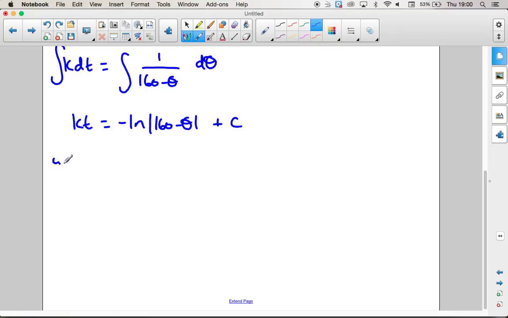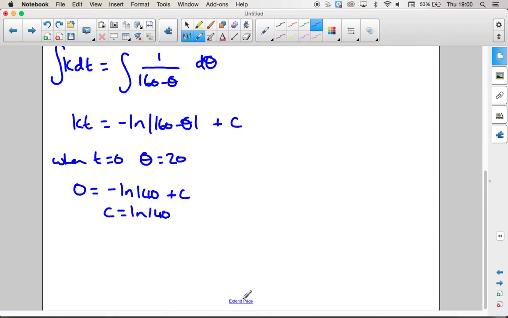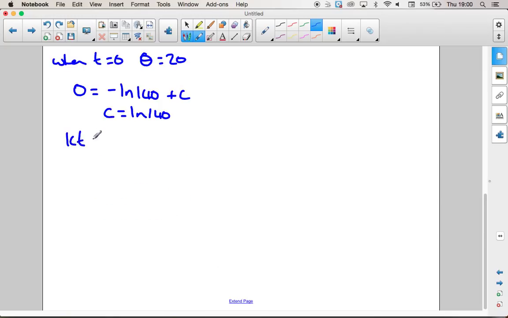And we were told that when t equals 0, theta was 20. So I can substitute that in. That's going to make k disappear and allow me to work out c. I'm going to get minus ln of 140 plus c. So c is ln 140. So we've got that kt equals minus ln 160 minus theta plus ln 140.